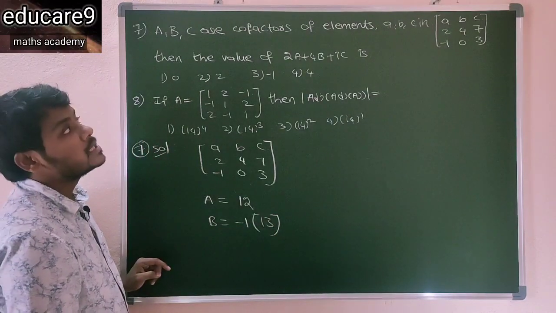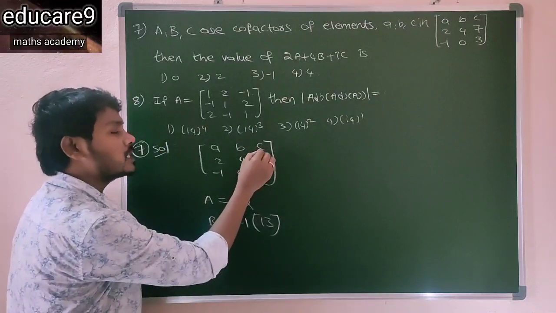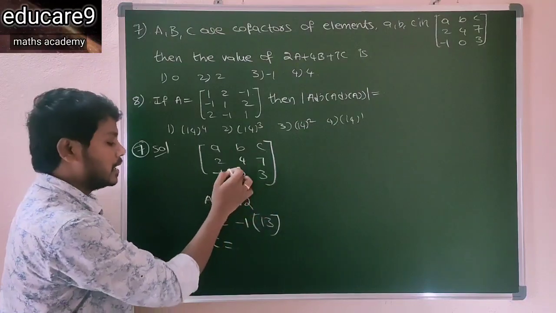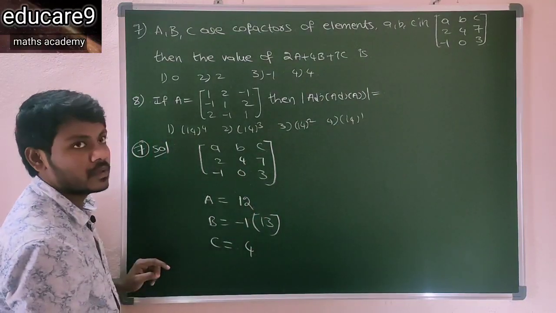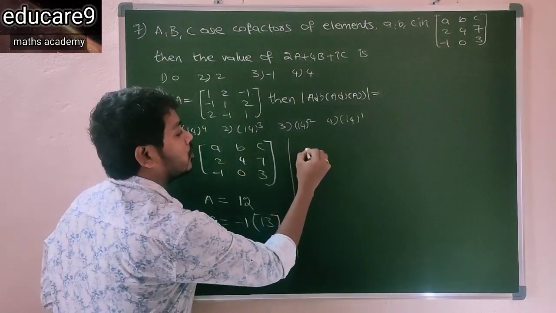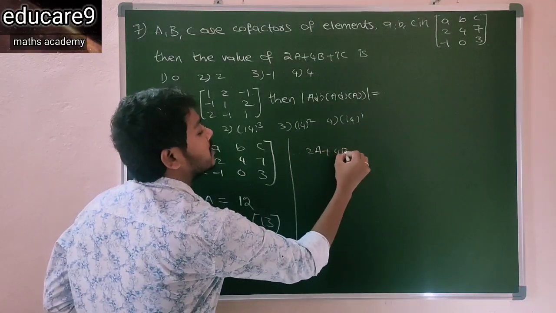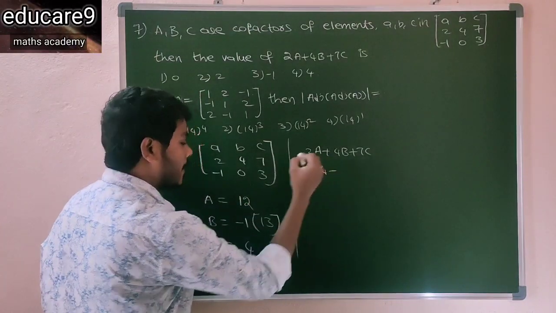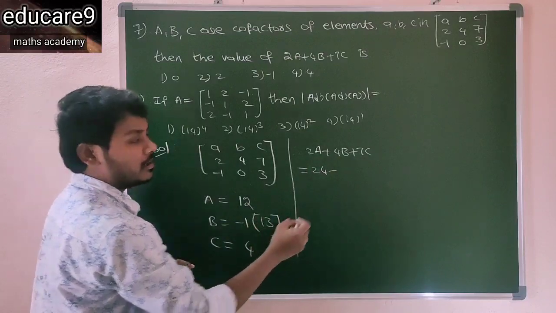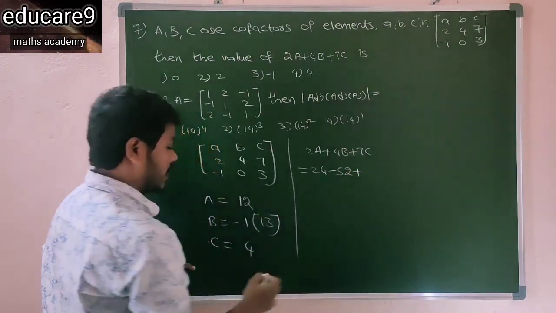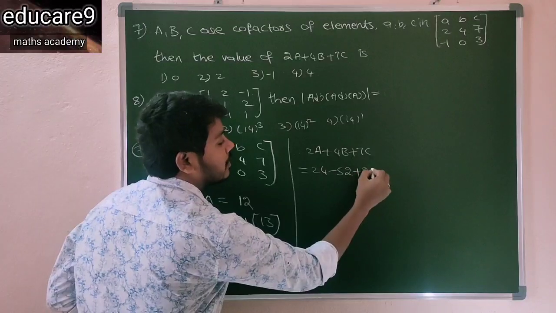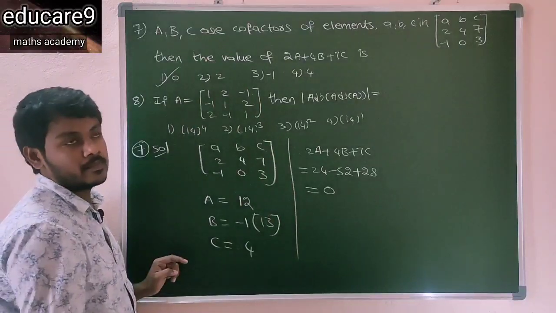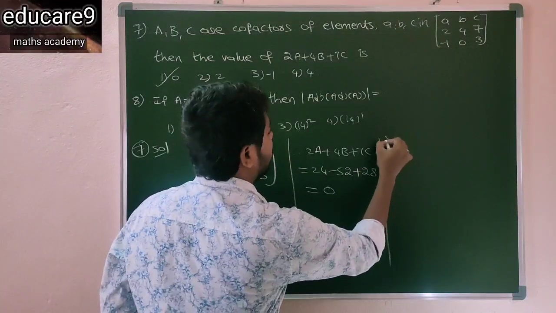Next one, c is what? Cofactor of small c. So c is equal to, delete the corresponding row, corresponding column. You will get 4. So therefore, 2a plus 4b plus 7c value. So what is 2a? 24 minus 4 into 13, 52, plus 7 into 4, 28. So clearly this value is 0. Therefore option C.